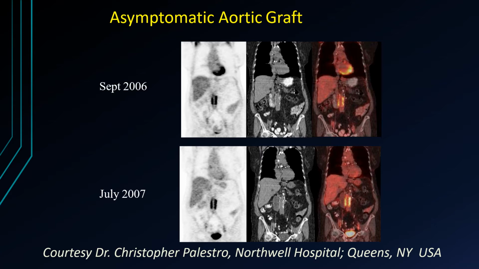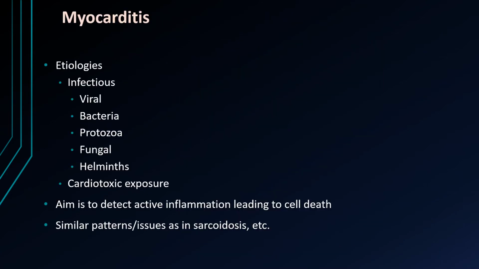Here is an example of a patient followed over a 1 year period, showing increased uptake in the vascular graft on the top and subsequently on the bottom. And again, there's been no change between the two grafts over time. And this is actually an asymptomatic patient, a patient with no signs of infection whatsoever.